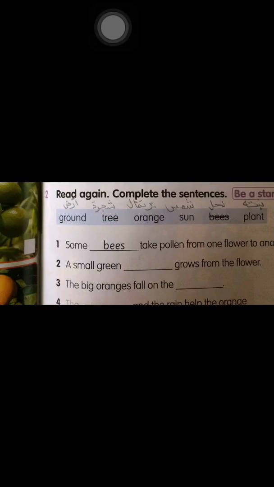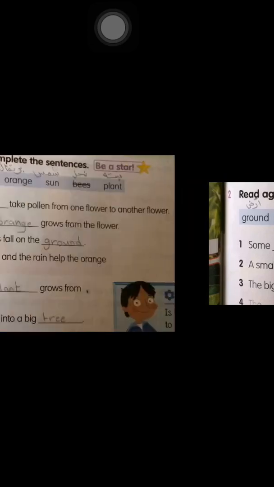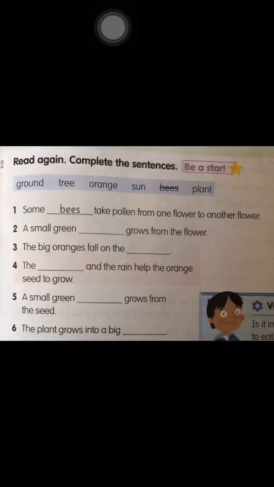Number one, some bees take pollen from one flower to another flower. Number two, a small green orange grows from the flower. Number three, the big oranges fall on the ground. Number four, the sun and the rain help the orange seed to grow.